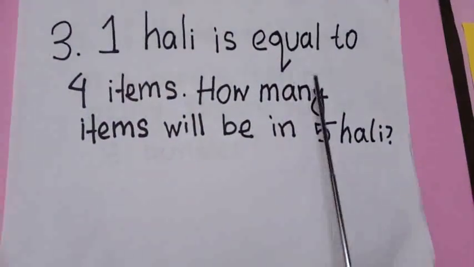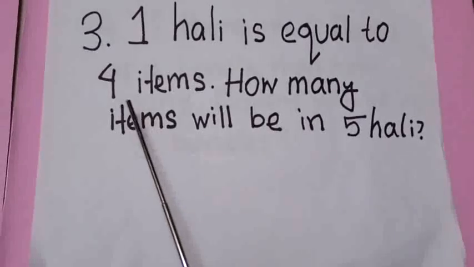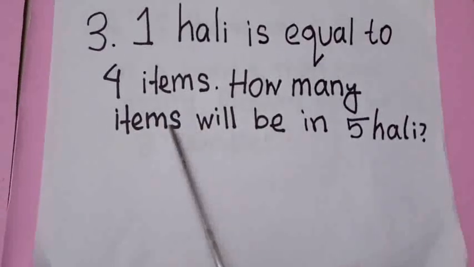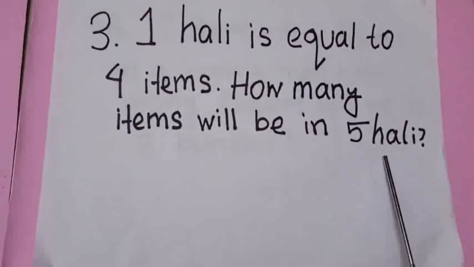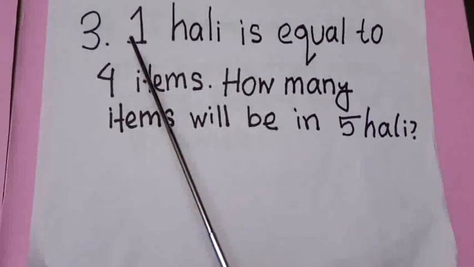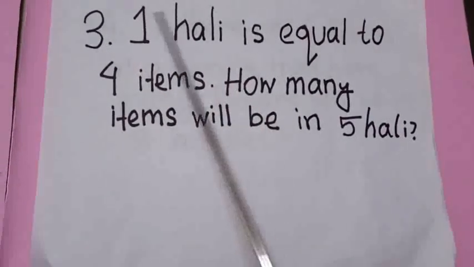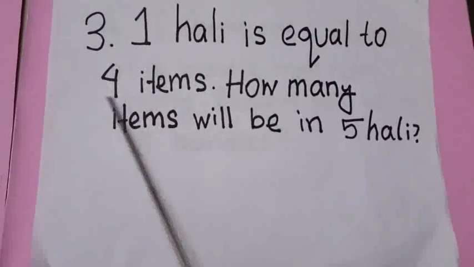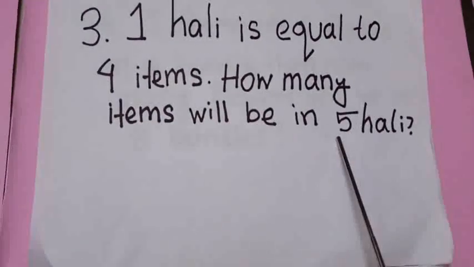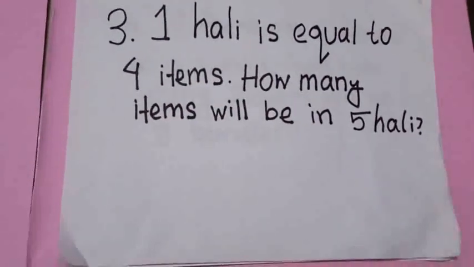1 hali is equal to 4 items. Then how many items will be in 5 hali? The clue here is: 1 hali has 4 items. We have to find 5 hali.